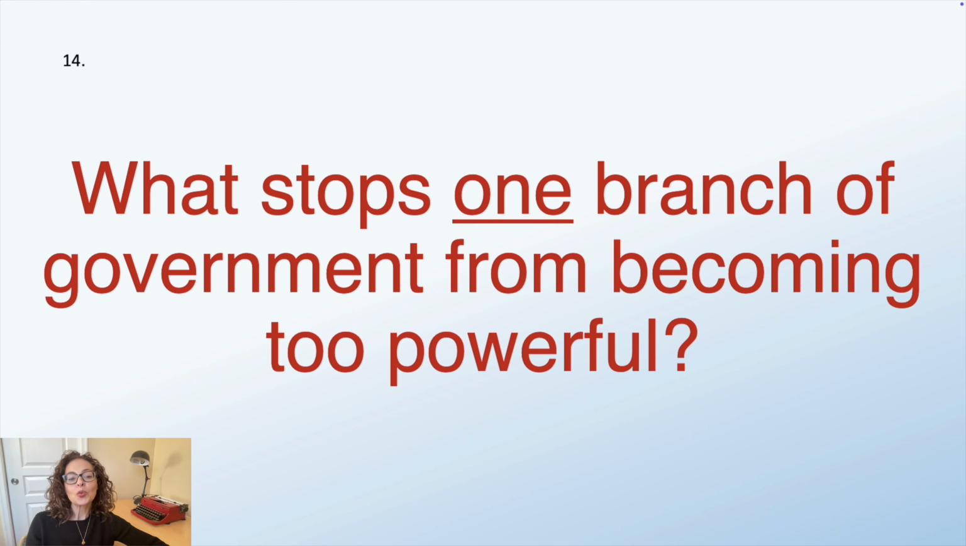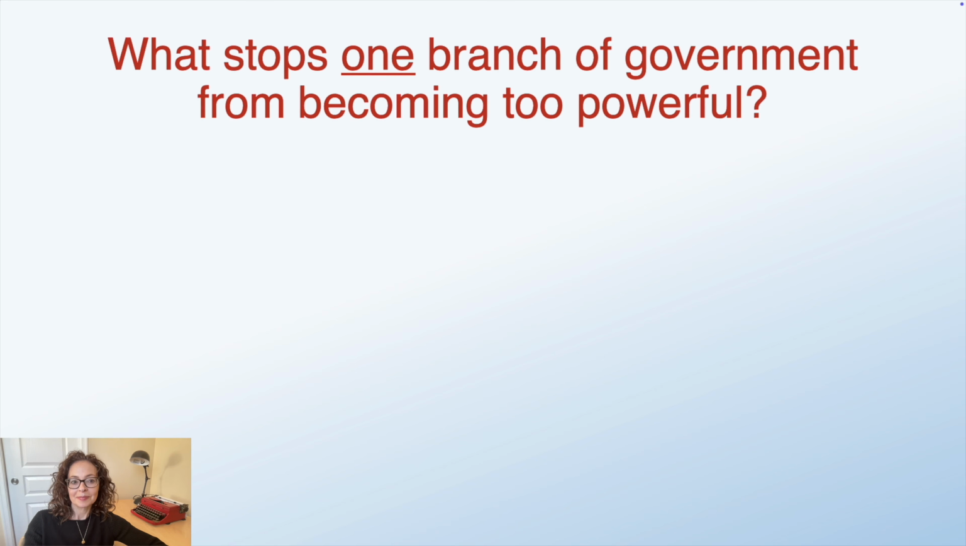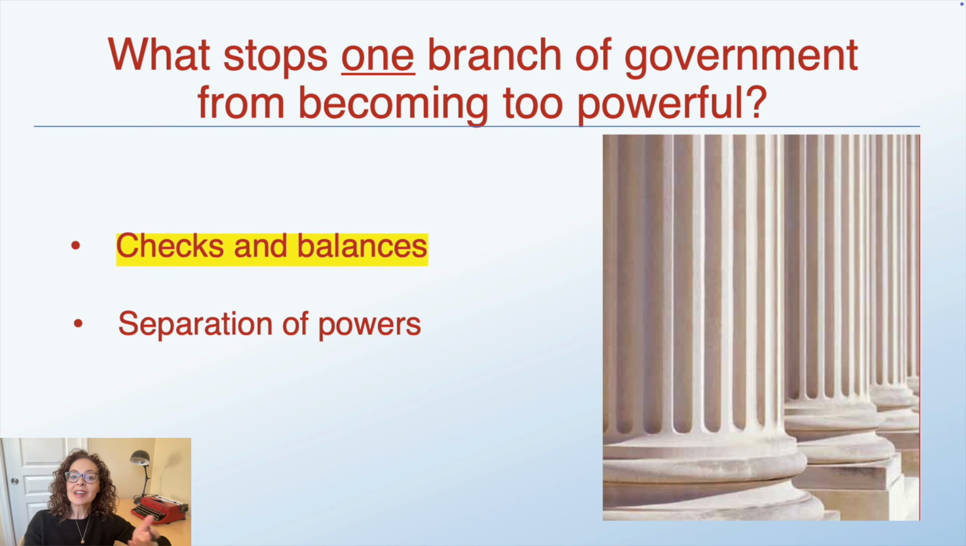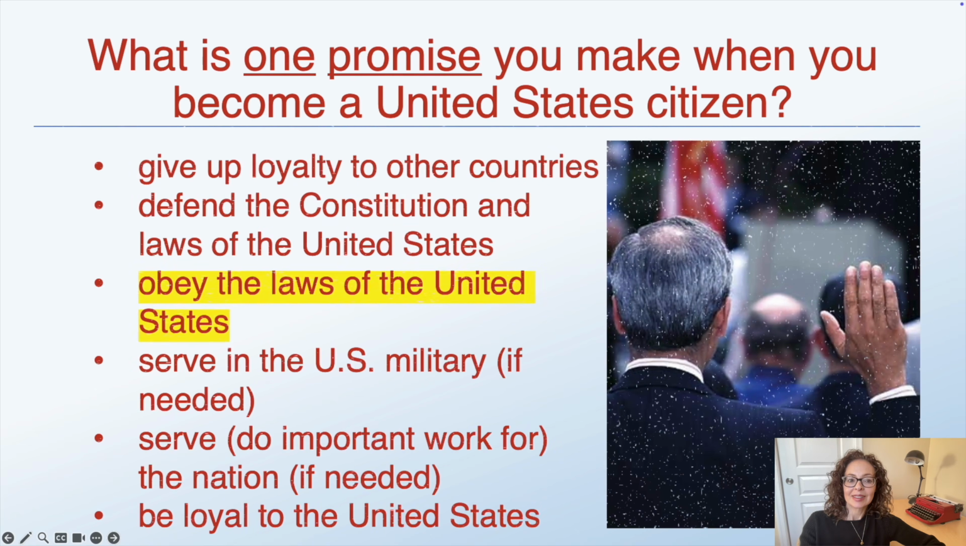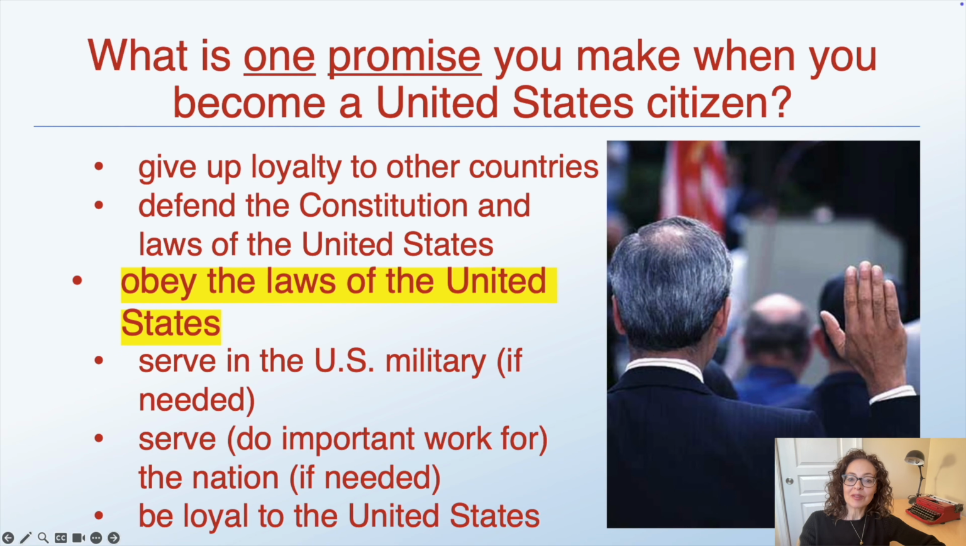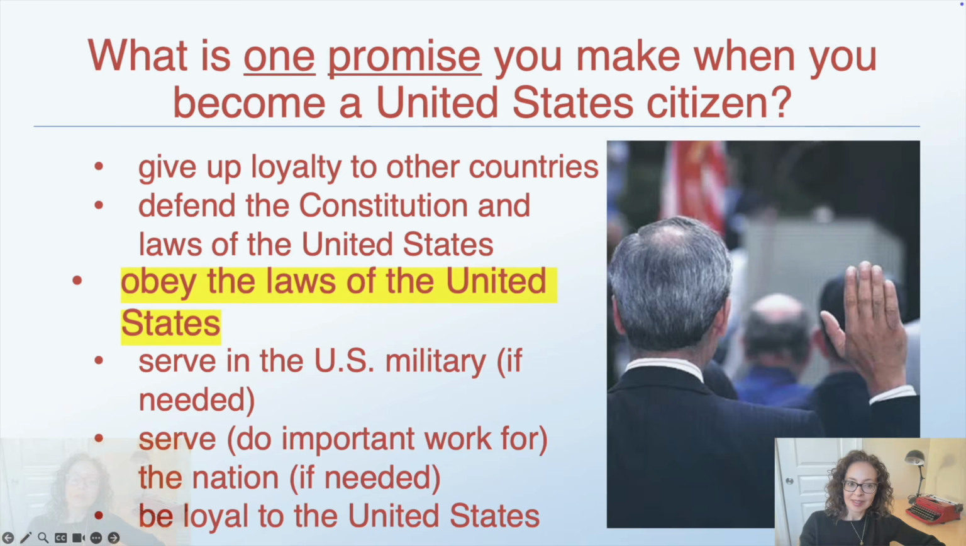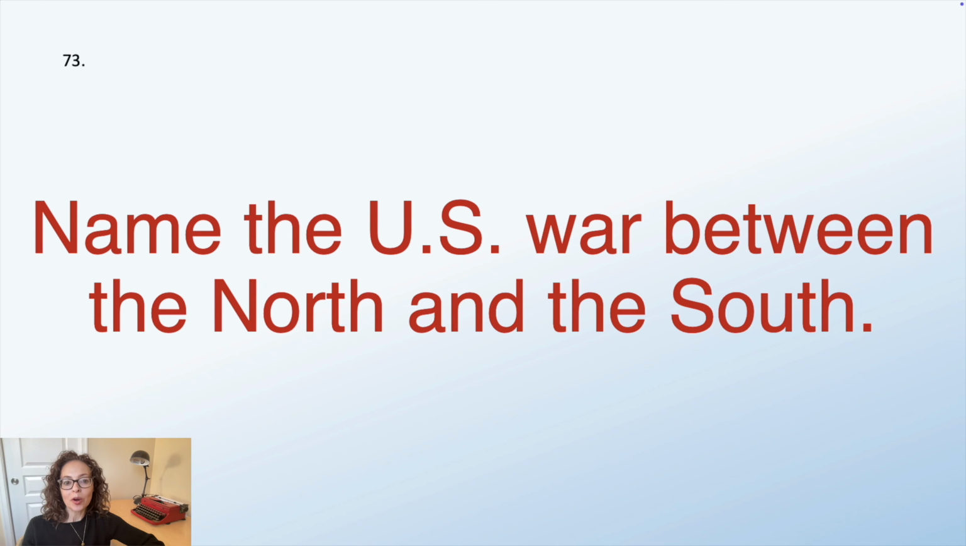What stops one branch of government from becoming too powerful? Checks and balances. What is one promise you make when you become a United States citizen? To obey the laws of the United States. Name the U.S. war between the North and the South.